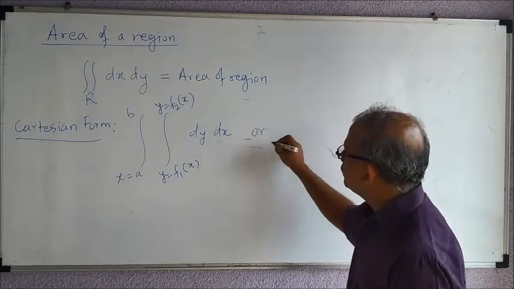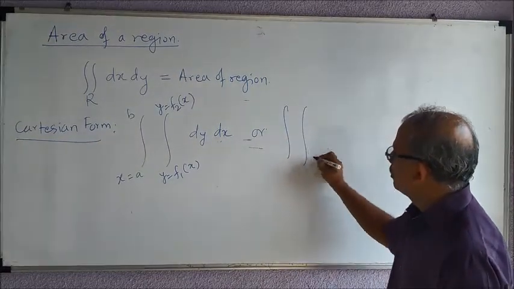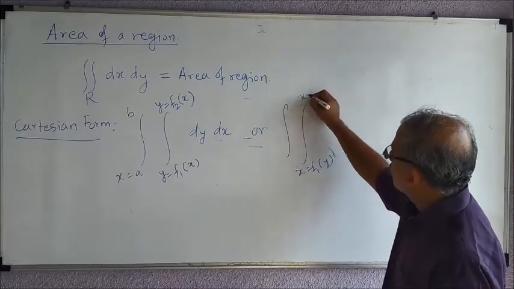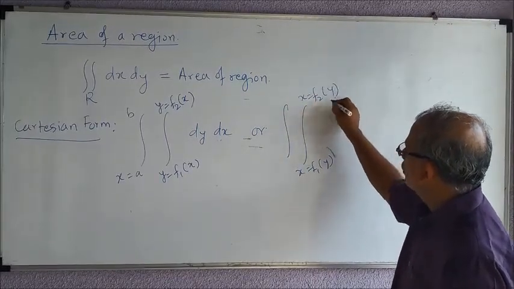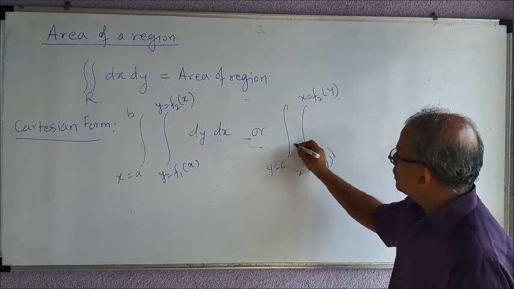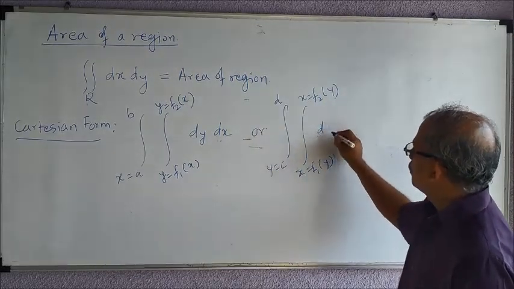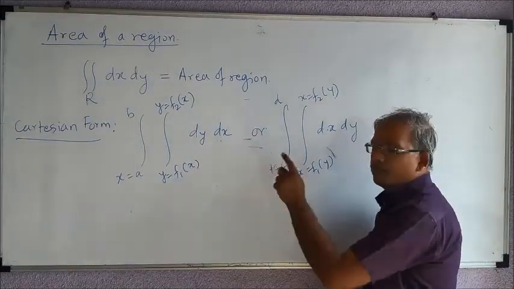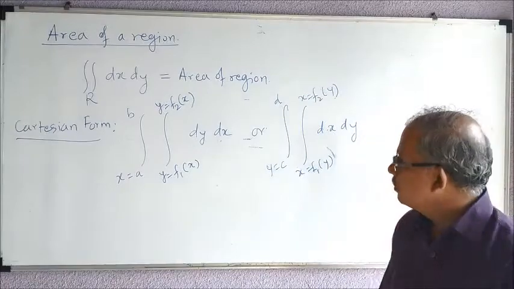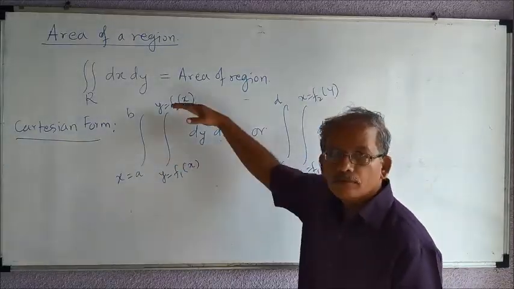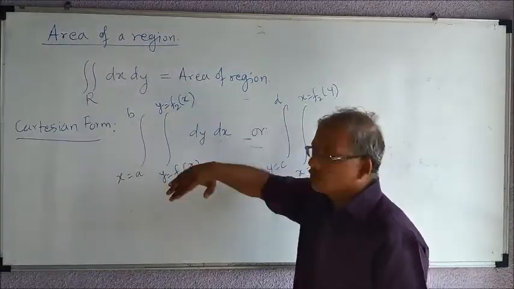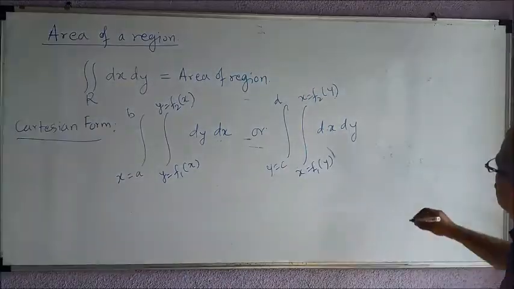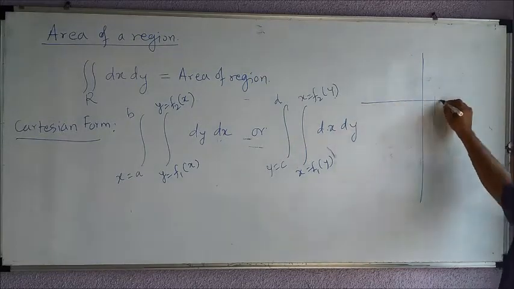Or this can be written as integral y equal to c to d, x equal to f1(y) to x equal to f2(y), of dx dy. So both these formulas can be used to find out the area which is trapped in this region, from this curve to this curve, between this limit to this limit. Now geometrically how you can show this? So geometrically we can show like this.